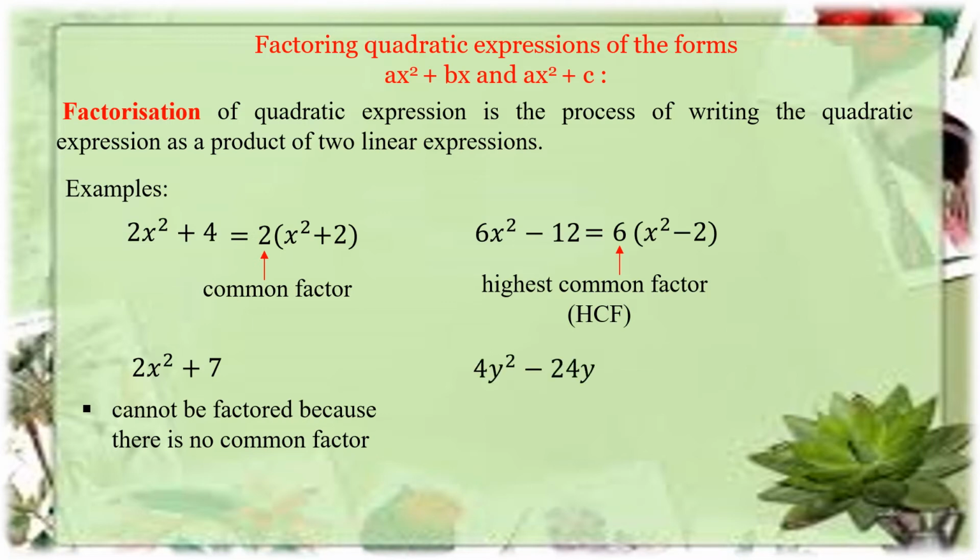How about this one? 4y squared minus 24y. What is the highest common factor? Correct, it is 4y. And then the remaining factor is y minus 6.